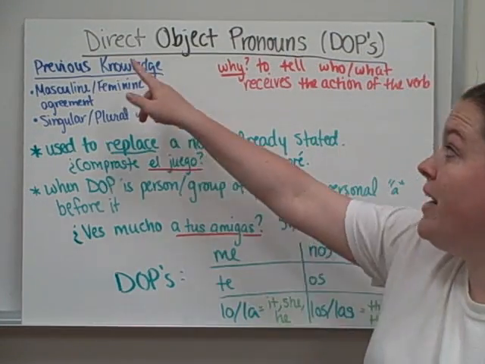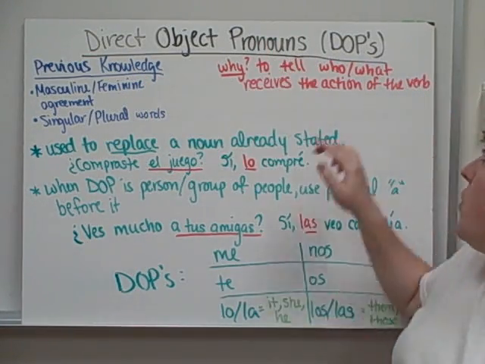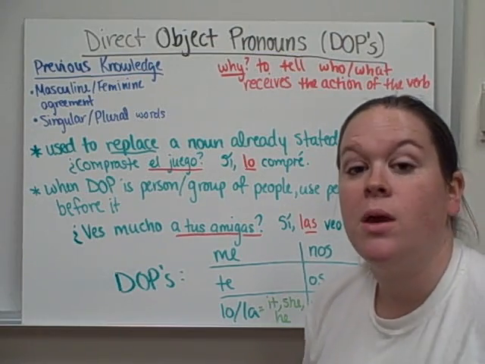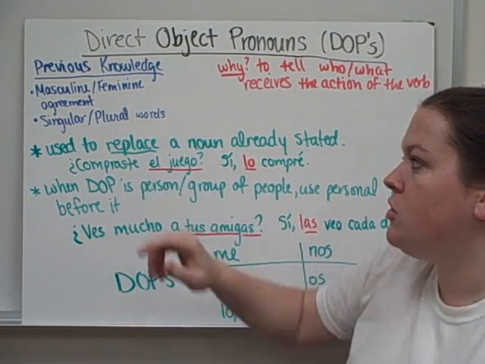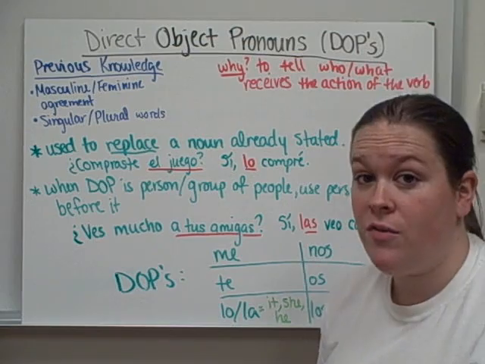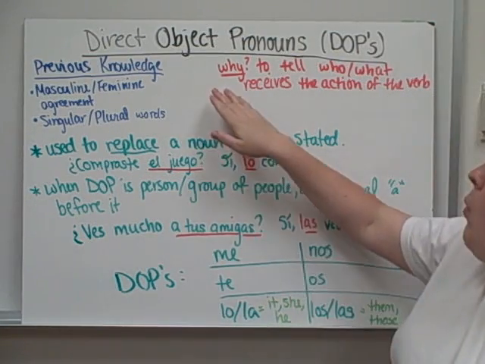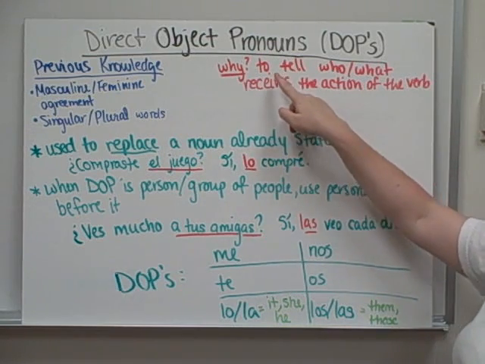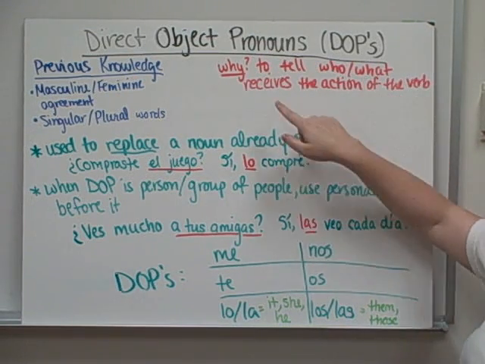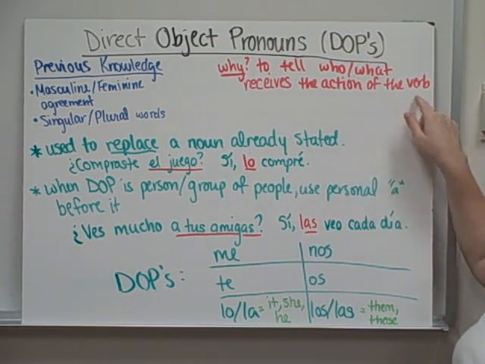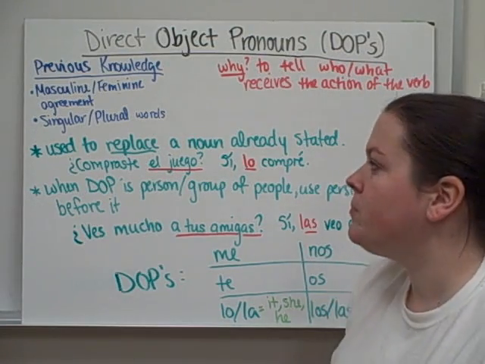This is about direct object pronouns, or DOPs. Previous knowledge you will need is knowing whether a word is masculine or feminine, and also if it's singular or plural. Why are we doing direct object pronouns? To tell who or what receives the action of the verb.